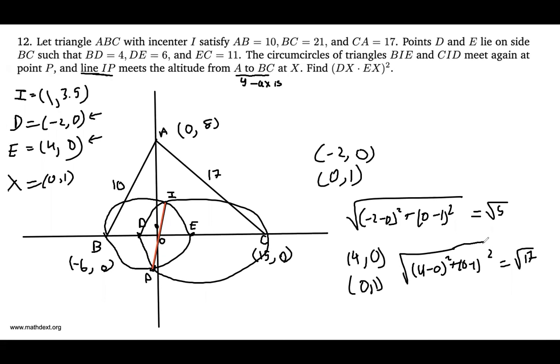All right. Finally, DX times EX is this product. So DX times EX equals square root of 5 times square root of 17, which is square root of 85. So DX times EX squared should give you a final answer of 85.